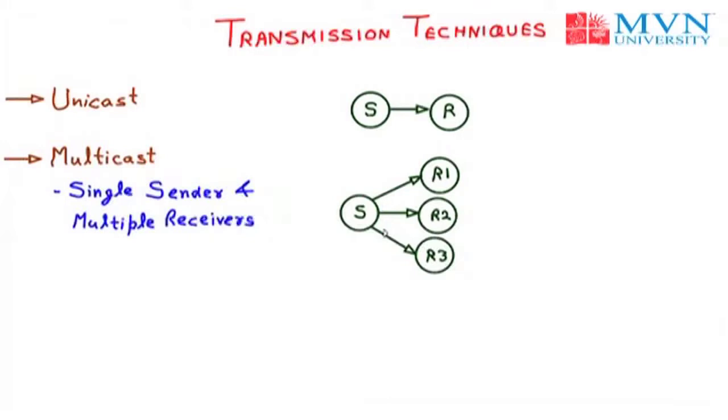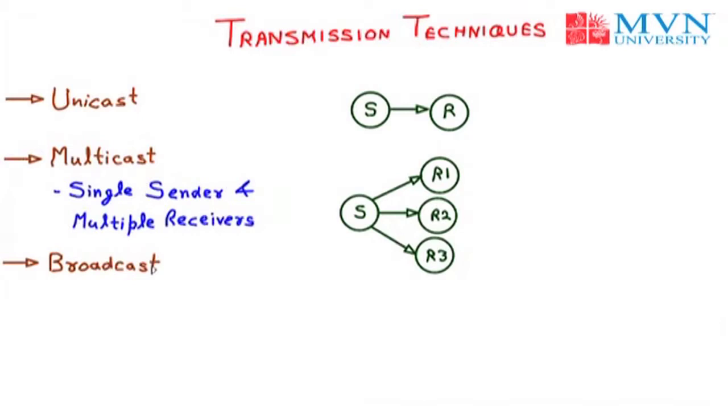Now the next term we are going to discuss is broadcast. Broadcast is same as the multicast, in which we have the single sender and the multiple receivers. But the main question arises, the difference between multicast and broadcast, because again we have one sender and multiple receivers. So what is the difference?